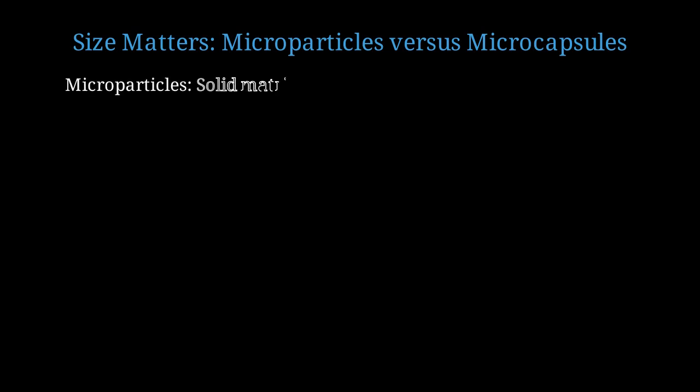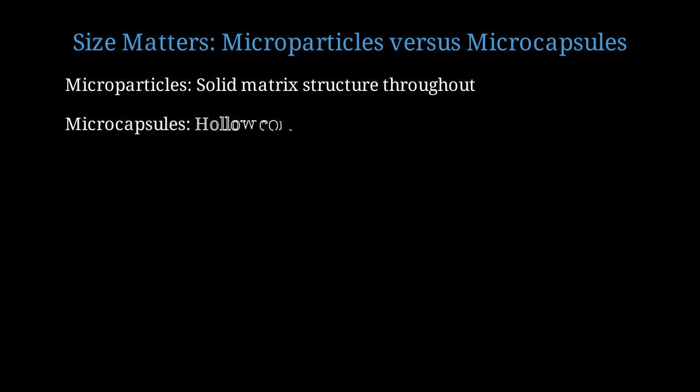Now let's discuss the critical difference between microparticles and microcapsules. Both exist at the micrometer scale, but their internal structures are fundamentally different. Hydrogel microparticles have a solid matrix structure throughout their entire volume. The polymer network extends uniformly from the surface to the core. Microcapsules, in contrast, have a hollow core surrounded by a hydrogel shell. This shell core architecture allows them to encapsulate cargo within the internal cavity.